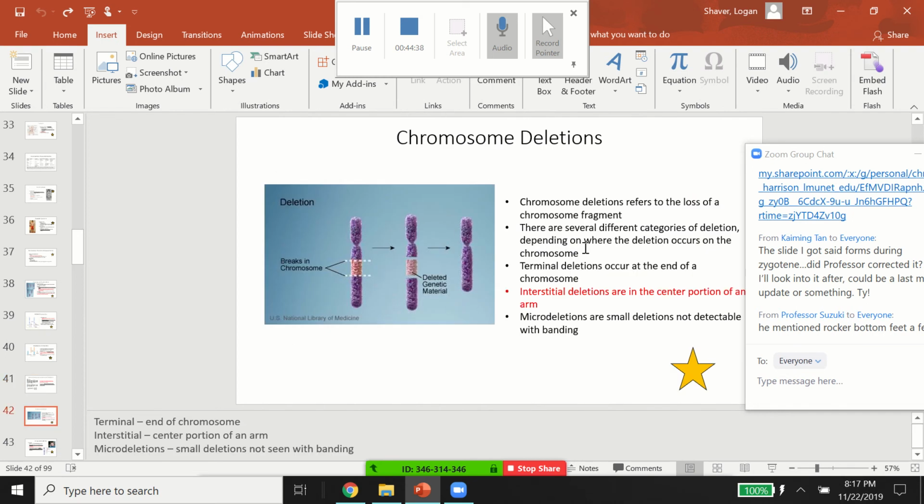All right, now chromosome deletions. This is a much simpler thing to talk about, because you're just basically deleting a part of a chromosome. So I put it in here just to have all the different segments for this.